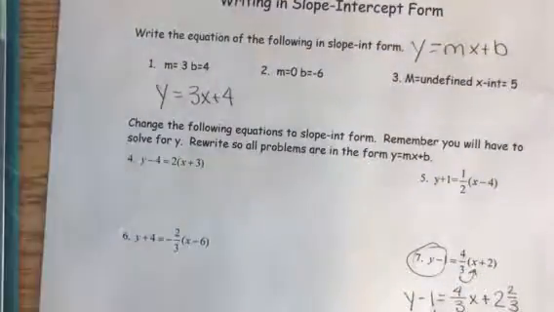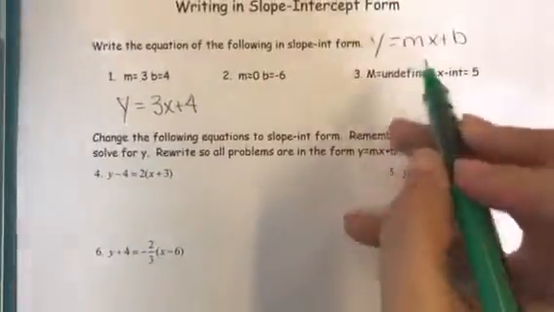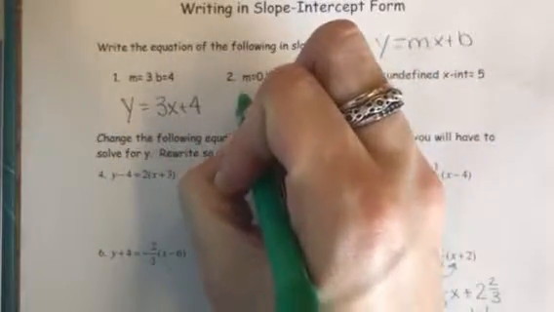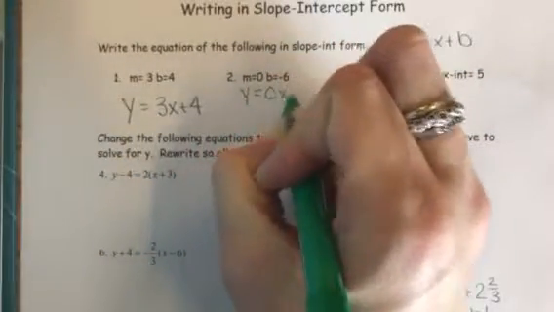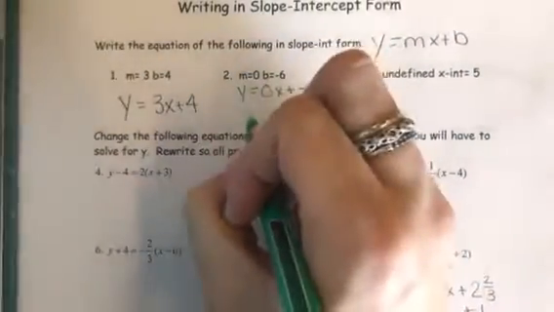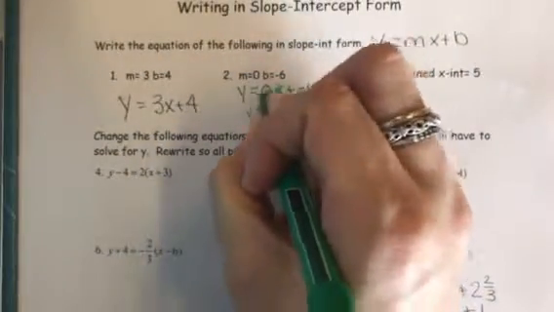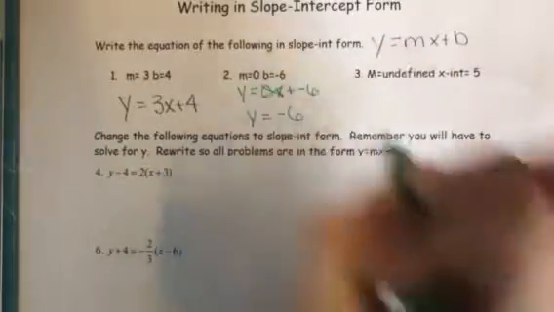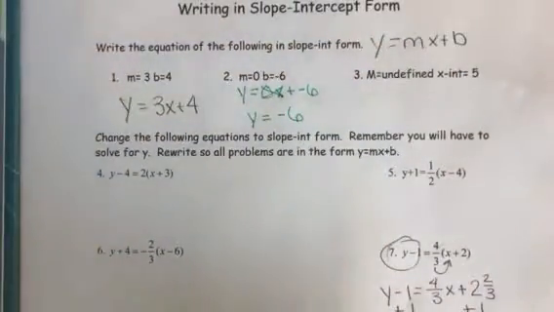So let's go through here and see how we did. If we look at number 2, we're still plugging into y = mx + b. So we'll say y = 0x + negative 6. If we simplify this, these go away. That's just a negative 6. We'd have y = negative 6.